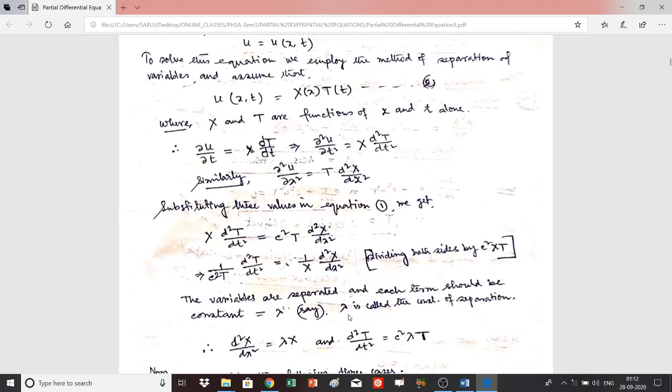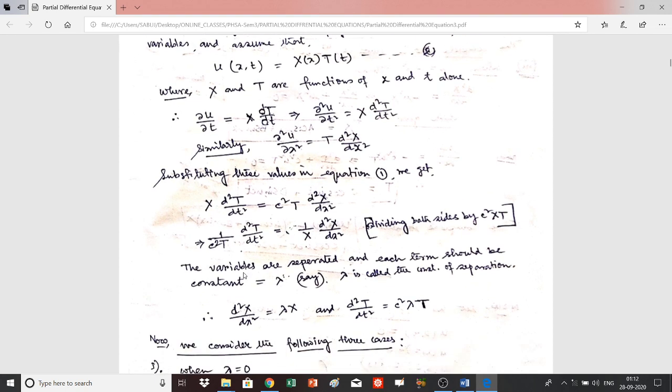So the variables are therefore separated, and from our early knowledge, that is the knowledge from lecture number 2, all these terms will be equal and constant. Let's say this constant is lambda. So from this one you can write d2X by dx squared is equal to lambda X. And from this one you can write d2T by dt squared is equal to c squared lambda T.